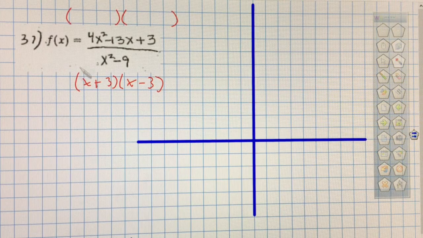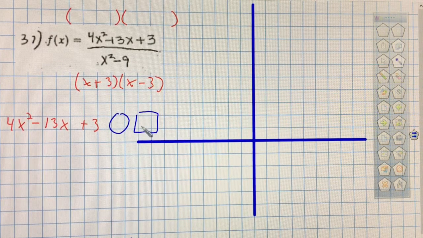So what I'm going to do is rewrite it and try to factor 4x squared minus 13x plus 3. There's a couple of different methods. I like to do the circle box method, I call it. It's called the Yiddish method. I take this negative 13 and put it in the circle, and then I rainbow this 4 times 3, and that's 12. And now I find factors of 12.